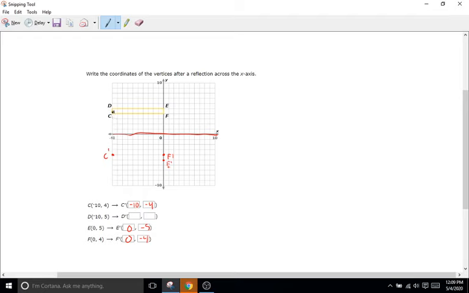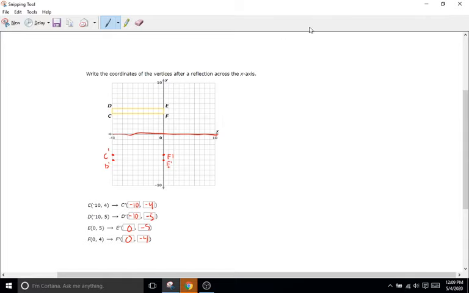Okay, now D is 5 away, I believe. 1, 2, 3, 4, 5. Yep, so D prime is going to be 1, 2, 3, 4, 5. So here, D prime. And D prime looks like it's at negative 10, comma, negative 5. So we'll write in negative 10, comma, negative 5, and that's it.